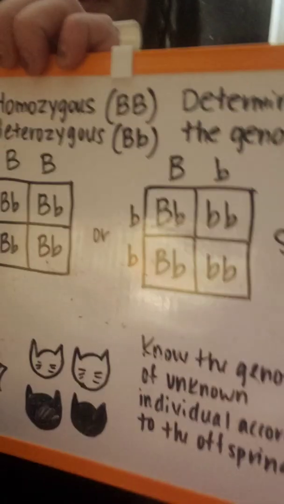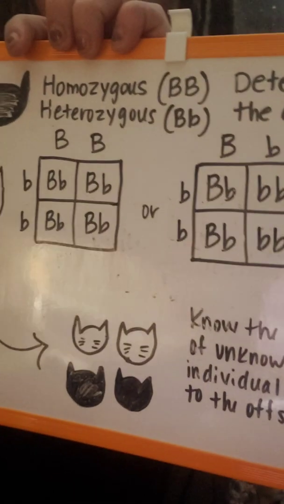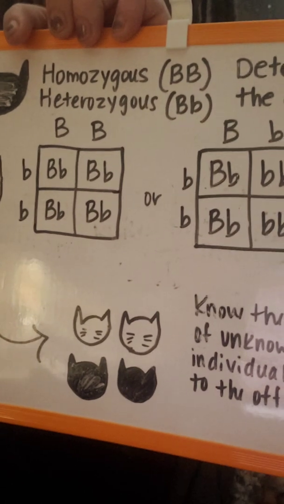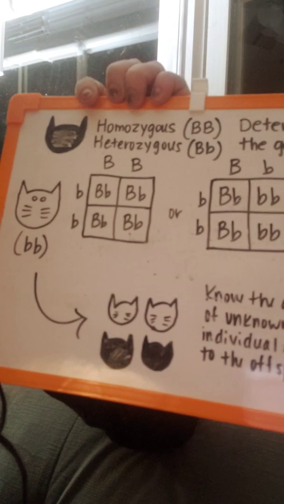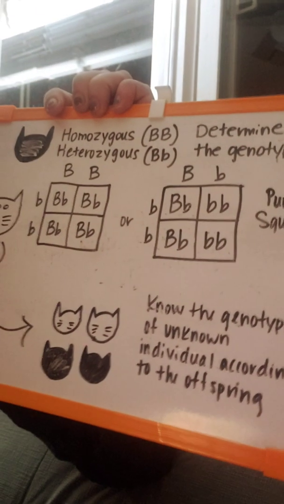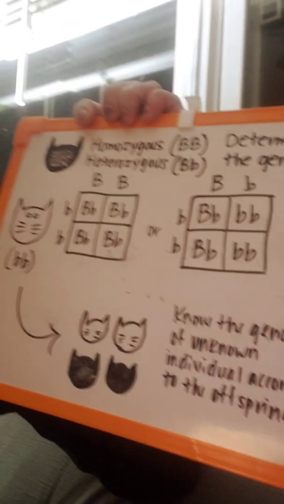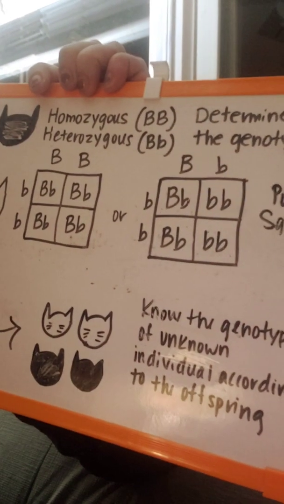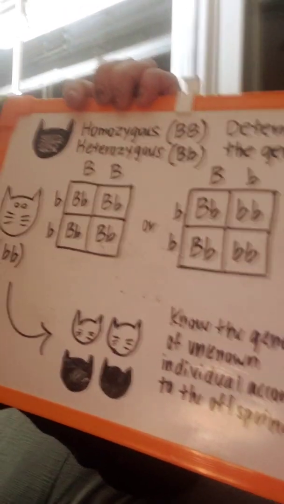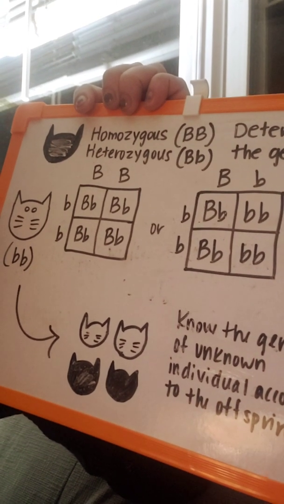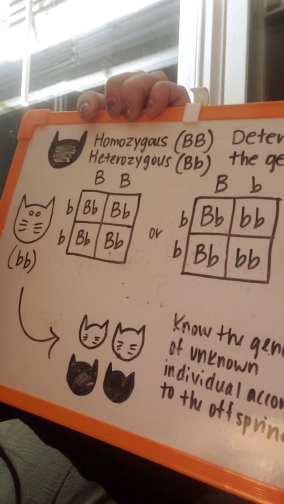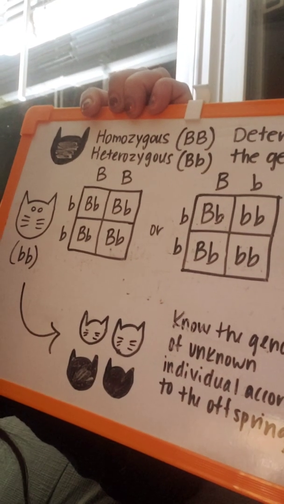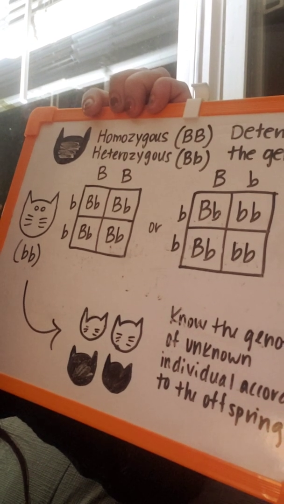In our example here, half of the offspring were black and the other half were white. So we know the genotype of the unknown individual according to the offspring. In this example, since half of the kittens are white and half of the kittens are black, that means that the cat is a heterozygous dominant.